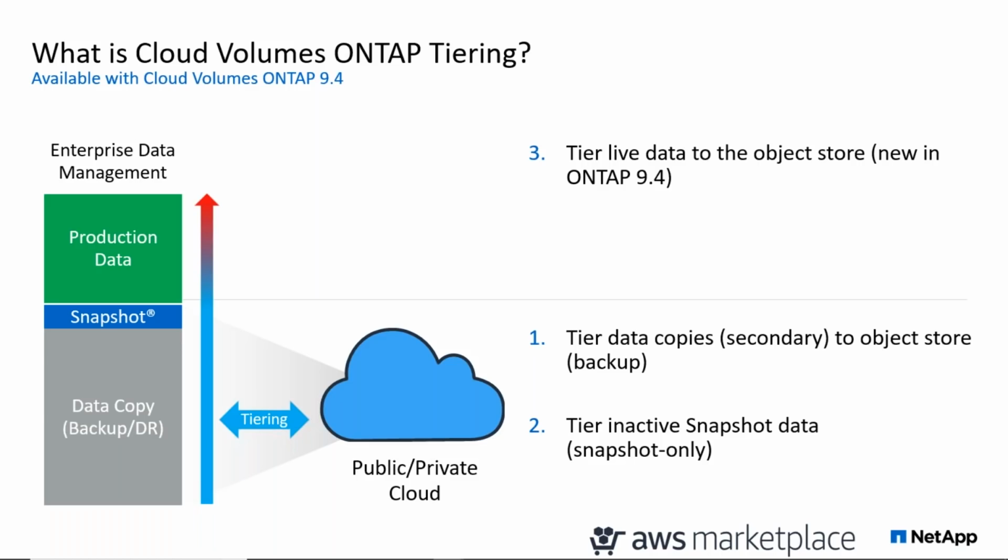The third one, which we released recently in 9.4, is where you can actually tier your live data set. And you set up a policy in your environment that says, if my data hasn't been touched in X number of days, by default it's 31, but configurable between 2 and 63 days, once it's aged off, it will actually move that data into the object store, reducing your spend on the performance EBS disk.